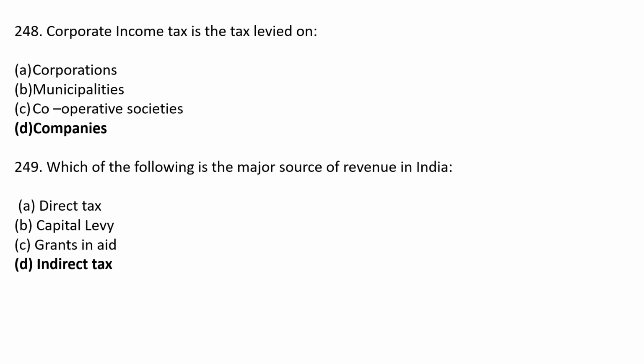Which of the following is the major source of revenue in India? Option A direct tax, option B capital levy, option C grant in aid, option D indirect tax. The correct answer is option D indirect tax.